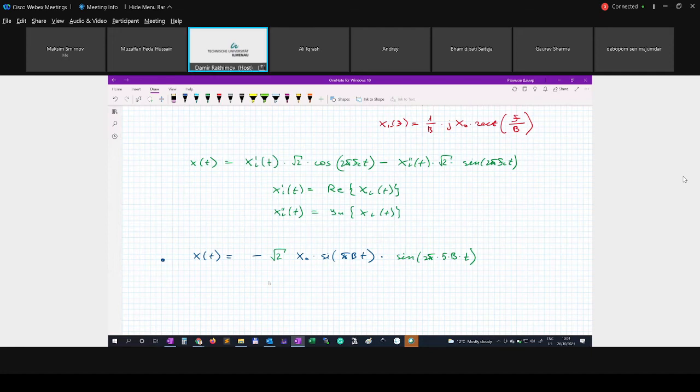No, wrong. We have a signal in the time domain, and we need to calculate the signal in the frequency domain, X of f. We have a signal which includes 2 parts, and we have to calculate the Fourier transform of this signal.